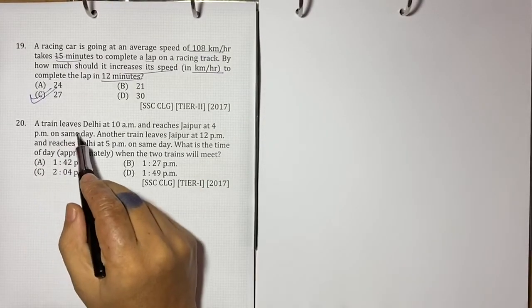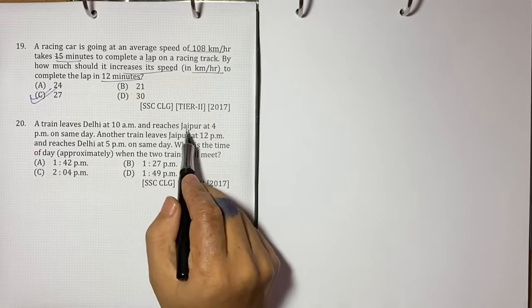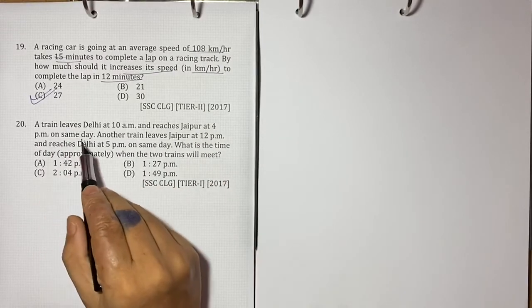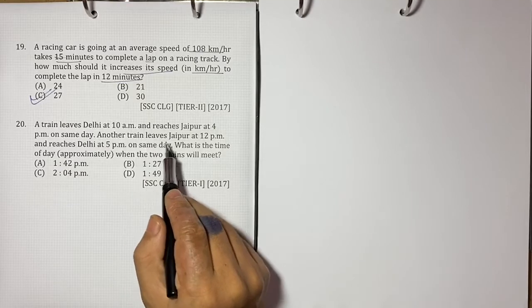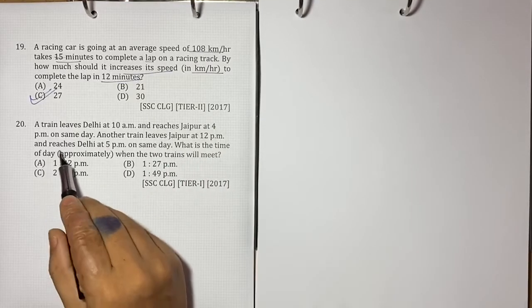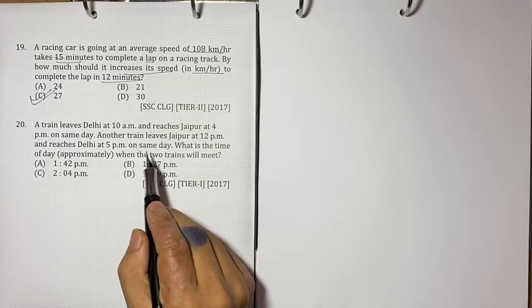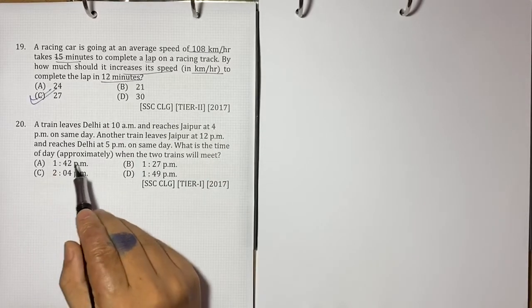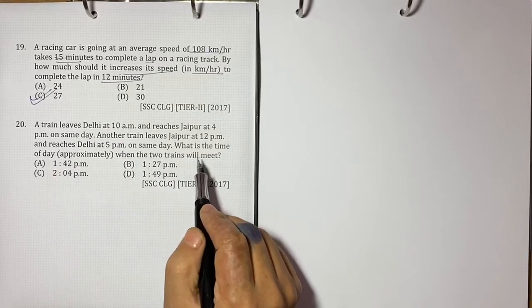A train leaves Delhi at 10 a.m. and reaches Jaipur at 4 p.m. on the same day. Another train leaves Jaipur at 12 p.m. and reaches Delhi at 5 p.m. on the same day. What is the time of day approximately when the two trains will meet?